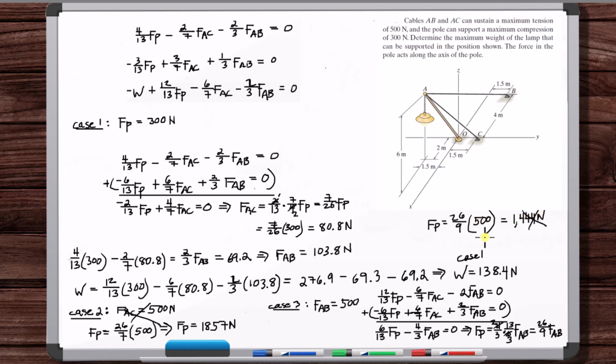So that's our 3 cases. Only case 1 applies. You can't load these cables at their max tension. You can only load this pole to the max compression that it can hold. So in that scenario, that's the largest weight lamp. You can keep increasing the weight of the lamp until this pole gets to its maximum compression value, and that weight is 138 newtons. And that's the answer.